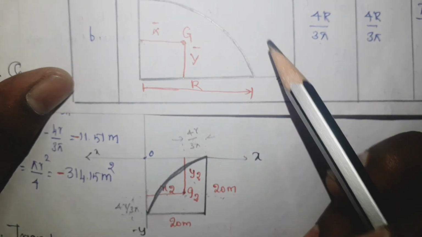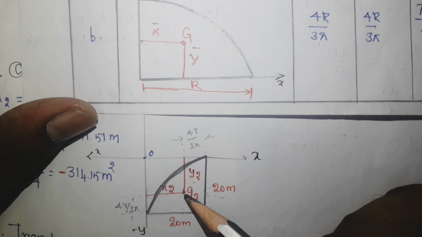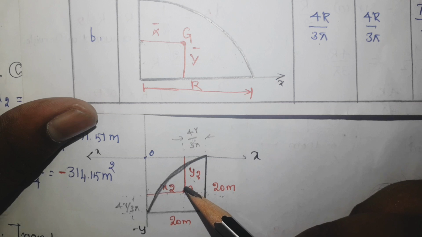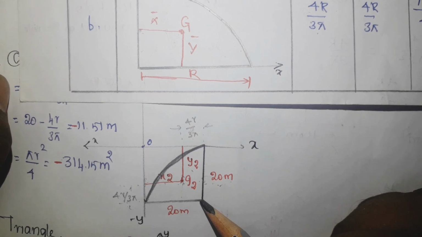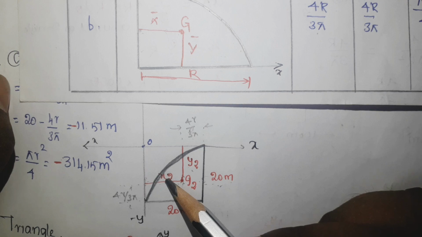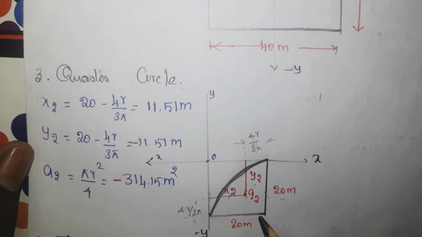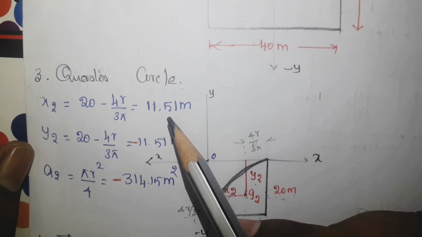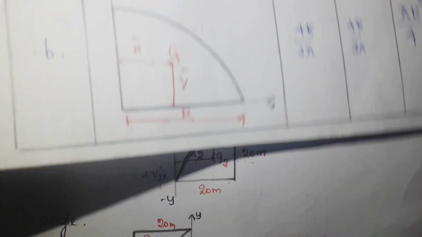That's what we also studied here. From this radius end to G, it is 4r by 3π. But I need to know this x2. So the best way is, the total length is 20, and then I am going to subtract this 4r by 3π, so I will get the answer for x2. This is what I have done here: 20, then I subtract this portion 4r by 3π, so I will get the answer as 11.51 meter.